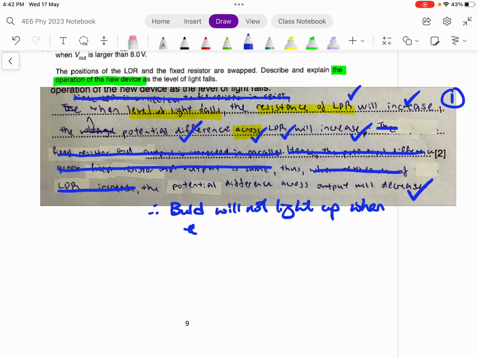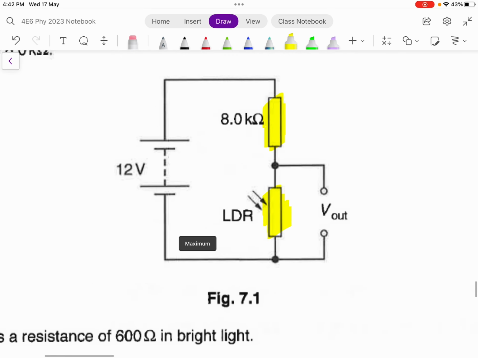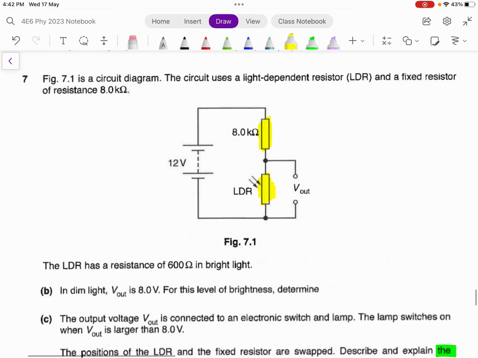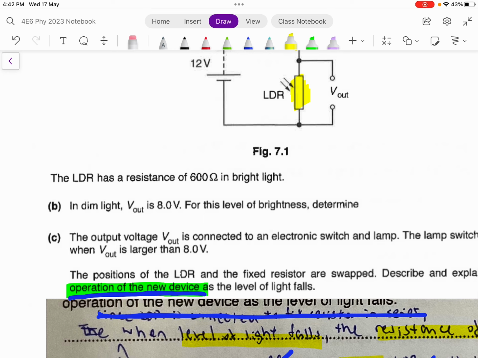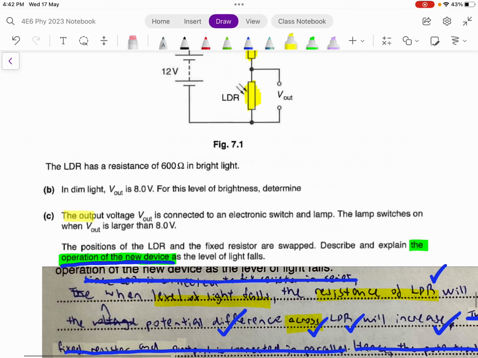when the surrounding is dim. Why do I include this line? Because it says operation of the new device, right? The operation of the device is whether the light bulb will light up or not. If you read the context of the question, there is a light bulb, and the light bulb will be turned on if the output voltage is larger than 8, correct or not? So the operation is whether the lamp will turn on or not.